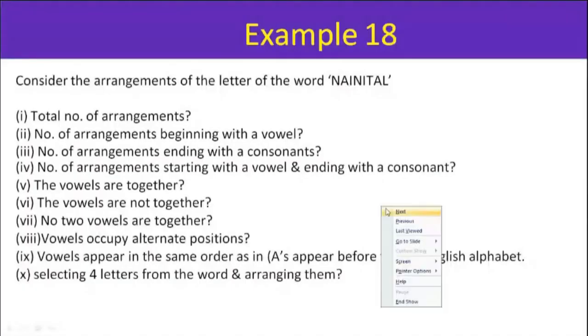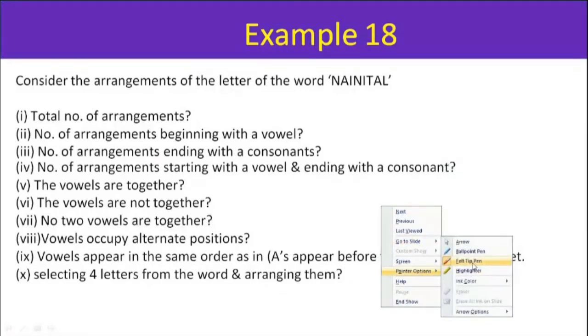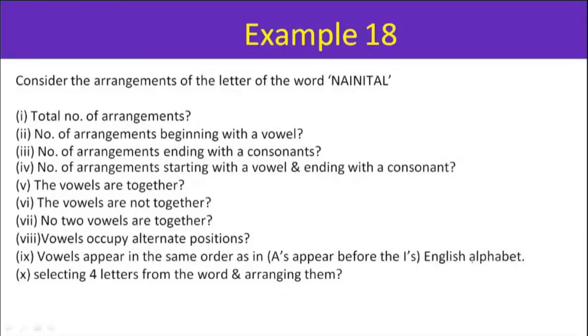Total number of arrangements. Others who haven't done it, you should have done it first of all, but even otherwise, you can do it right now. There are 8 variables. Total number of arrangements is what? 8 factorial by 2 factorial, 2 factorial, 2 factorial. Why? Because how many variables do you have? Just a minute. Yeah, you have 8 variables here.